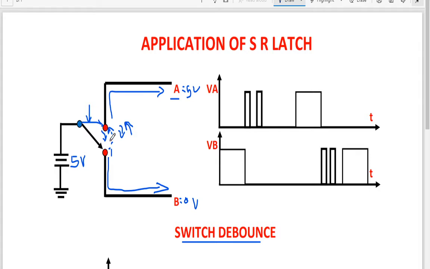And this is the problem we call switch debounce. The switch, or the arrowhead which is connecting from point B to point A, will bounce two or three times before it gets connected, and then finally it will get connected. You can understand this with an example, with a graph that I have shown.